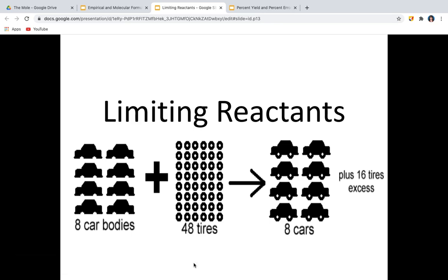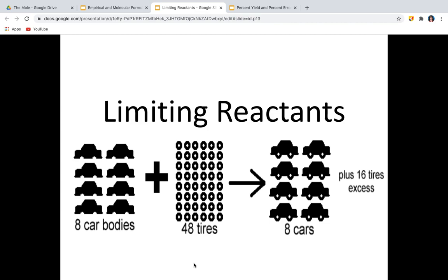reactants. The idea behind this is that we're not always reacting with a set amount of one reactant in excess of another. We're going to start with set amounts of each, and one is always going to end up running out before the other.